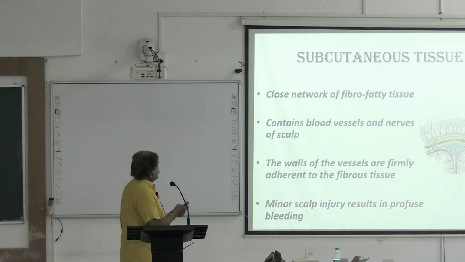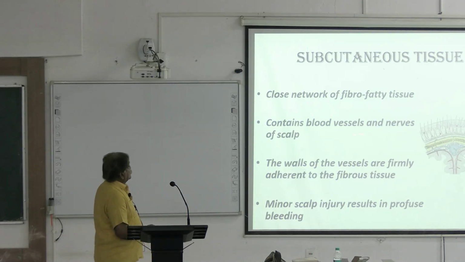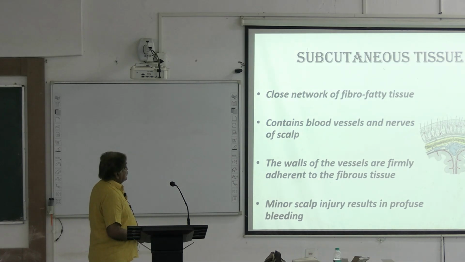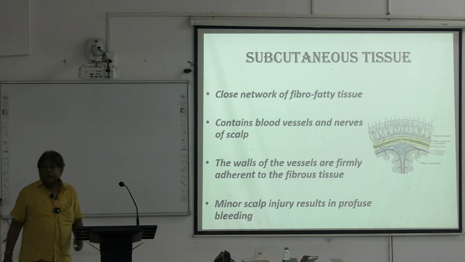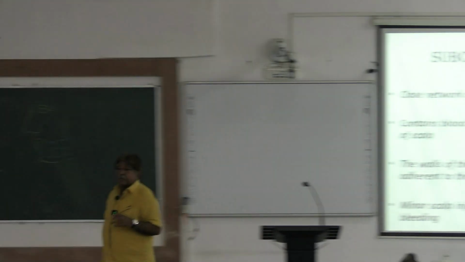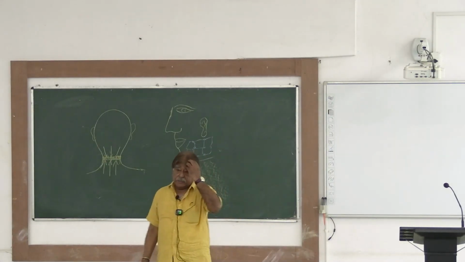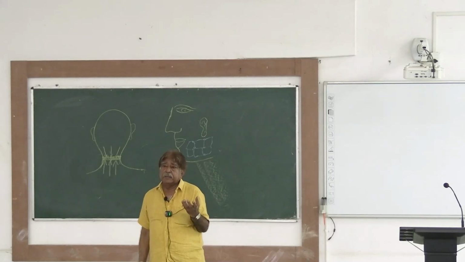Now, subcutaneous tissue is a closed network of fibro-fatty tissue, containing blood vessels and nerves of the scalp. The walls of the vessels are firmly adherent to the fibrous tissue. Minor scalp injury results in profuse bleeding. Yesterday I told you that a minor injury, a cut, will bleed.